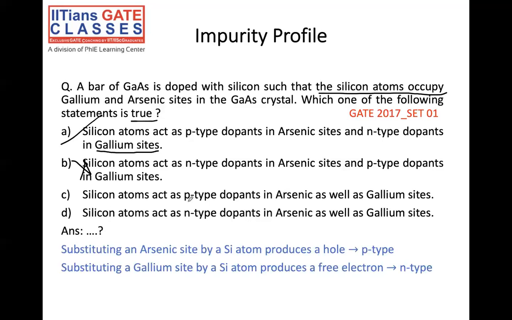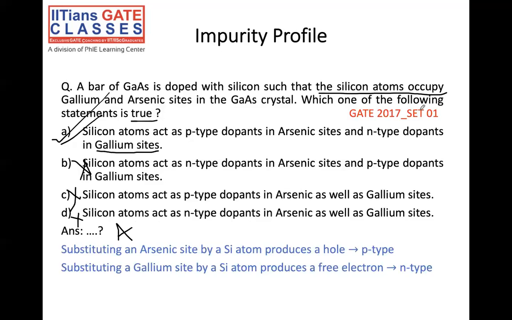Now, silicon atom acts as a p-type dopant in arsenic. This I've already told you, but as well as gallium sites, no. For gallium site it is n-type. This is also wrong. If one is correct, then the other will be wrong definitely. Silicon atom acts as an n-type dopant in arsenic as well as in gallium. Wrong. Both are wrong. So A option is the correct option. Right? So we can write A. This question came in GATE 2017 set 1.